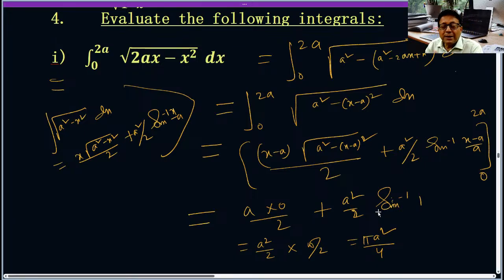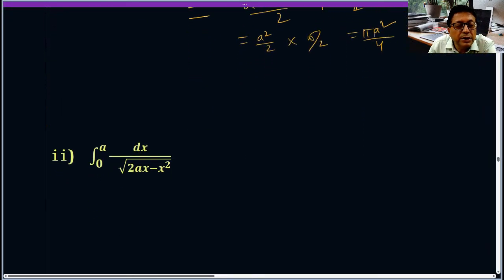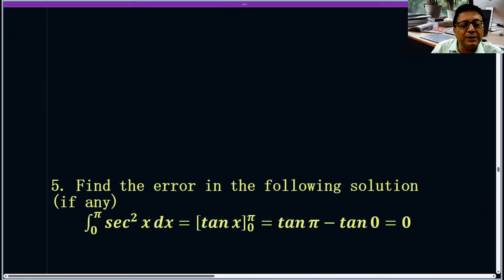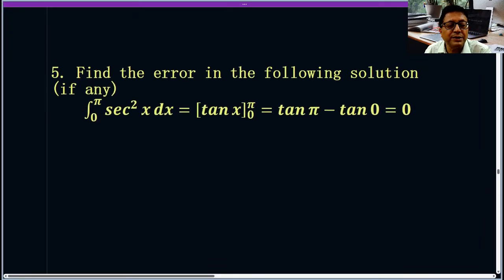Okay? Sometimes we need to do mentally, no? We cannot increase number of steps to 20. So you just do mentally, put x equal to a and then put x equal to 0. Similarly, this one also you can change into standard integral, not going to do it. All these you can change into standard integral, then put upper limit minus lower limit.